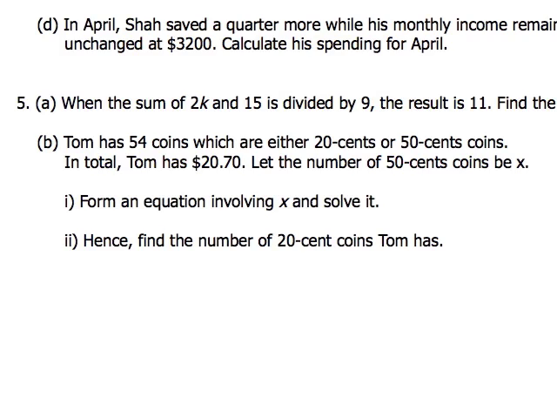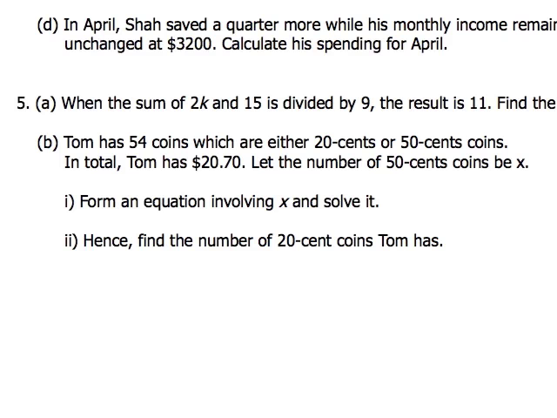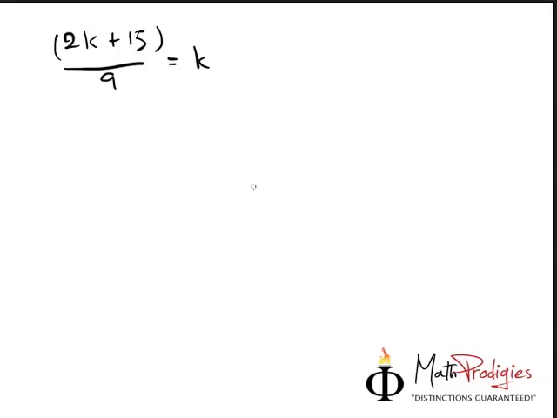So for part A, it's pretty simple. You just have to imagine. It says when the sum of 2k and 15, so you write down 2k, the sum is plus 15. This whole thing, and the sum is divided by 9. The result is 11. So they ask you to find k. In other words, solve this equation. That's what they're trying to tell you.